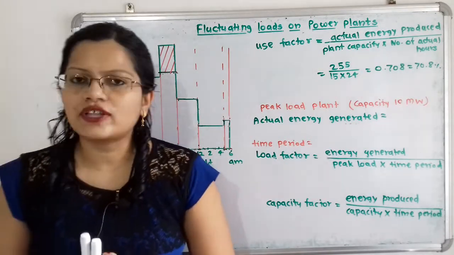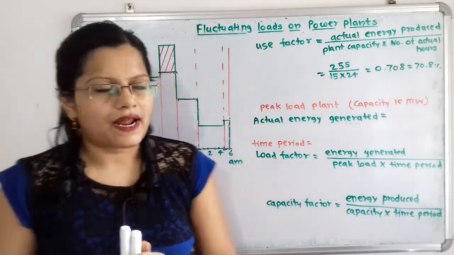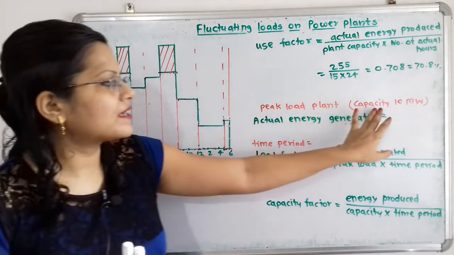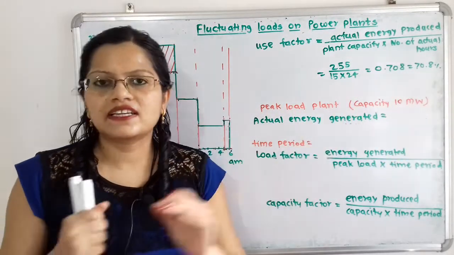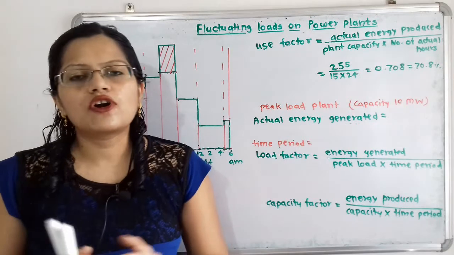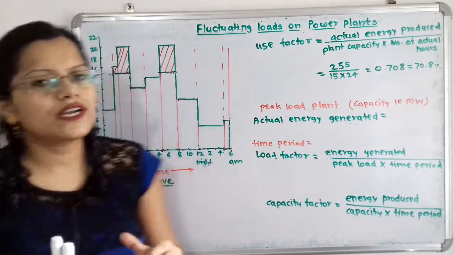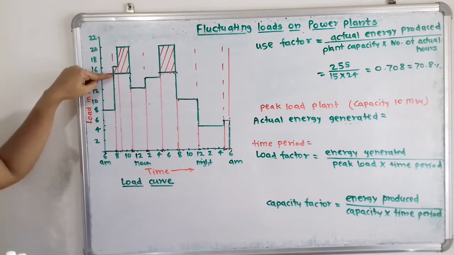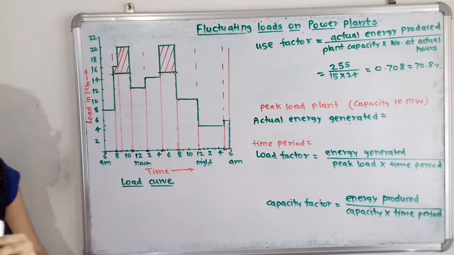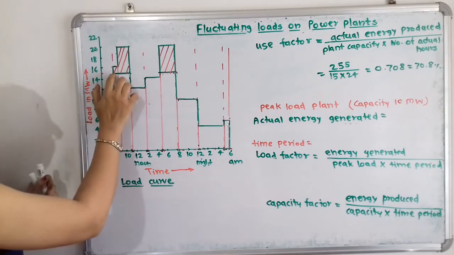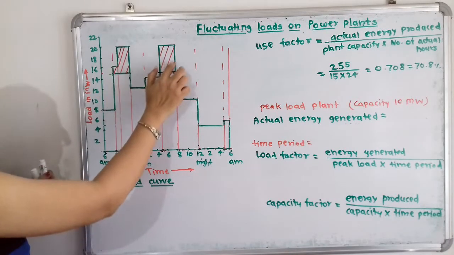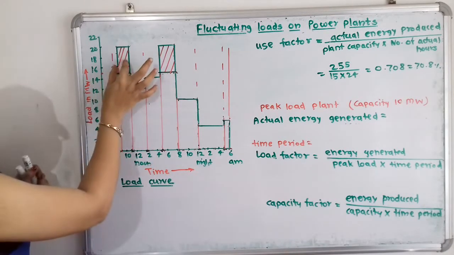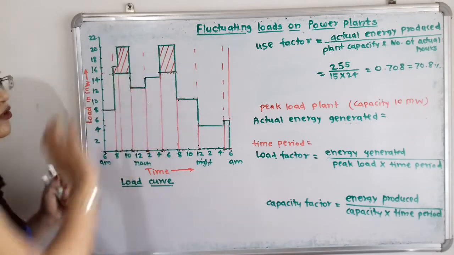Now we will move to the peak load plant. For this peak load plant, capacity is 10 megawatt, it is given. The peak load plant runs only when the base load plant capacity is fully used, that is above 15 megawatt. I have shown here the area above this 15 megawatt with these lines. So this is the area for this peak load plant.